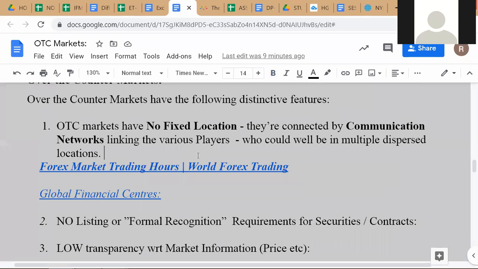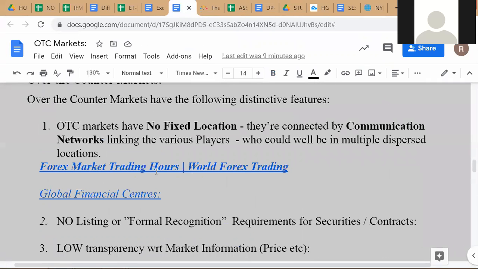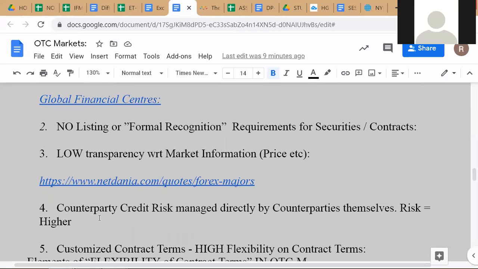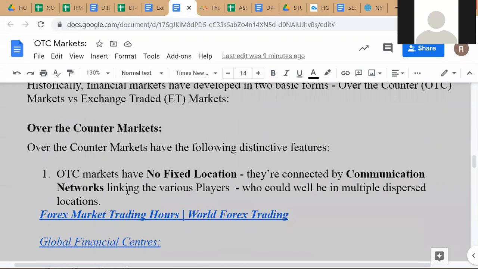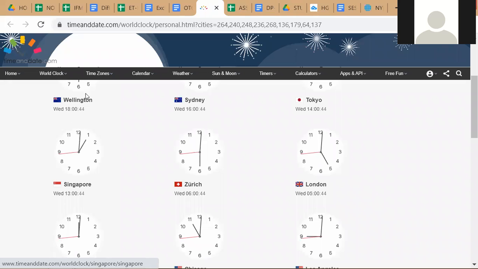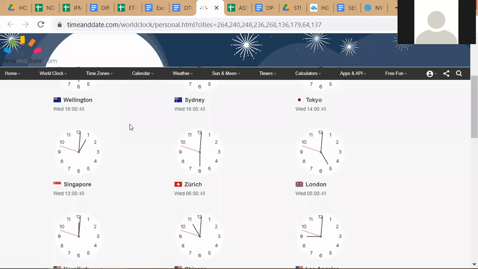This is exchange traded. We are an OTC. I basically went from one point, no fixed location and communication networks, and directly jumped to the 4th point because this is one of the most important points. I didn't cover the other 2 yet, but you already got the idea. There's no fixed location. The global foreign exchange market is a very good example of an OTC market.